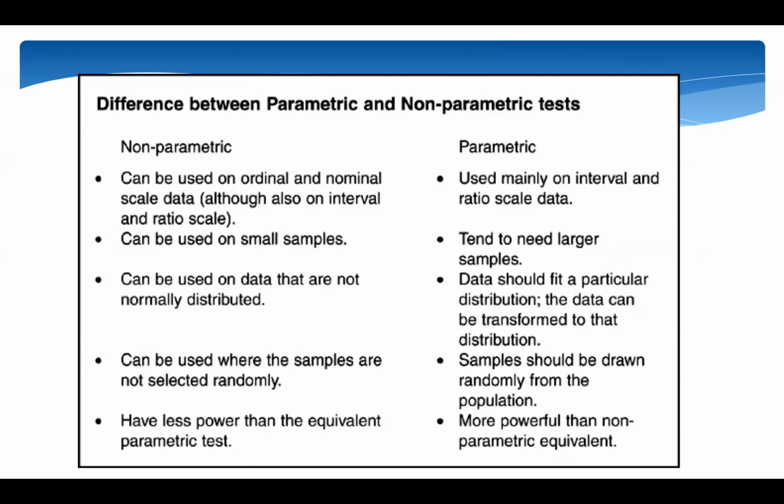Now, why we say that if the data is small, we can use non-parametric is, like, you understand that the ordinal and the nominal scale has a lot to do with the order, the ranks and all that.